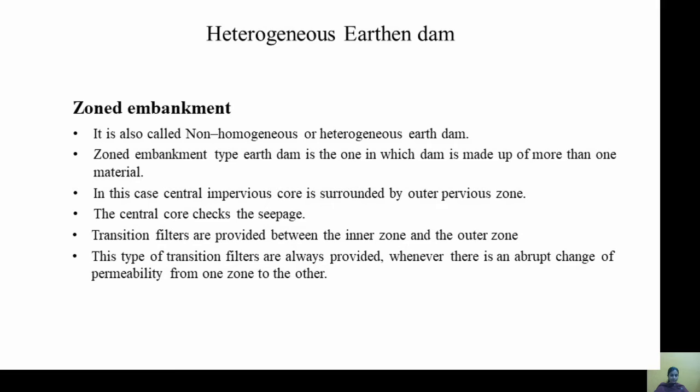Transition filters are provided between the inner zone and the outer zone. This type of transition filter is always provided whenever there is an abrupt change in permeability from one zone to another zone. So when there is a change in permeability from one zone to another, transition filters are provided.